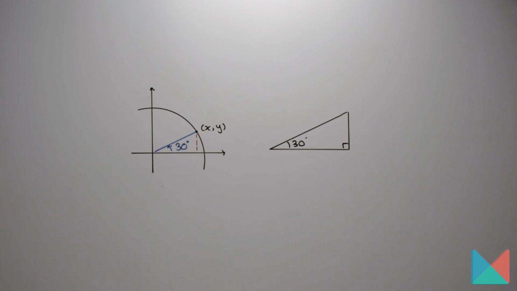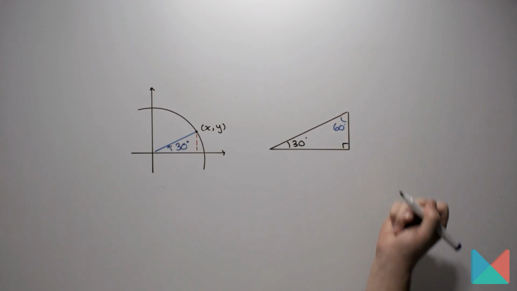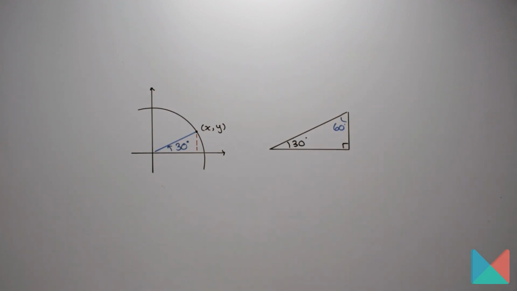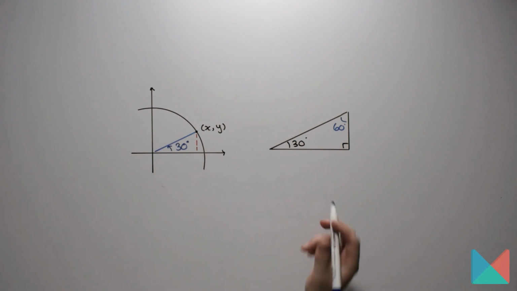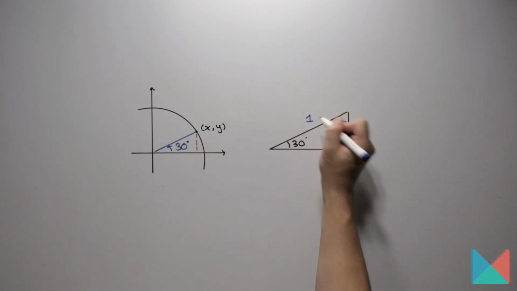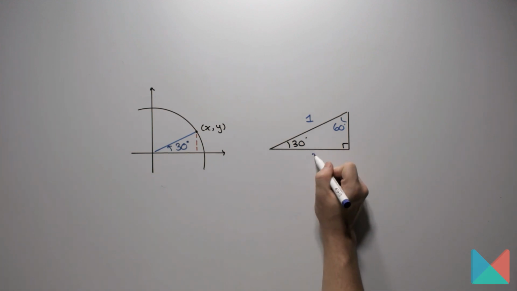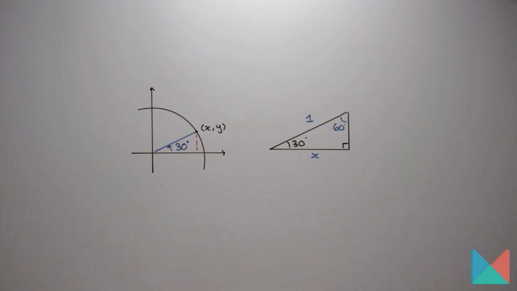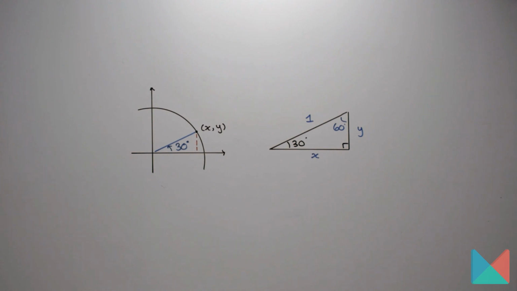So we already have our 30 degree angle marked in, and that means that this angle here must be 60 degrees, as the sum of the angles in a triangle have to add up to 180. And we know that our length here, the hypotenuse of our triangle, is going to be equal to 1, being the radius of the unit circle. And now we can start to consider our base and height of our triangle. So the base is going to be of length x, being the x component of our coordinate, and our height will be y, being the y component of our coordinate.